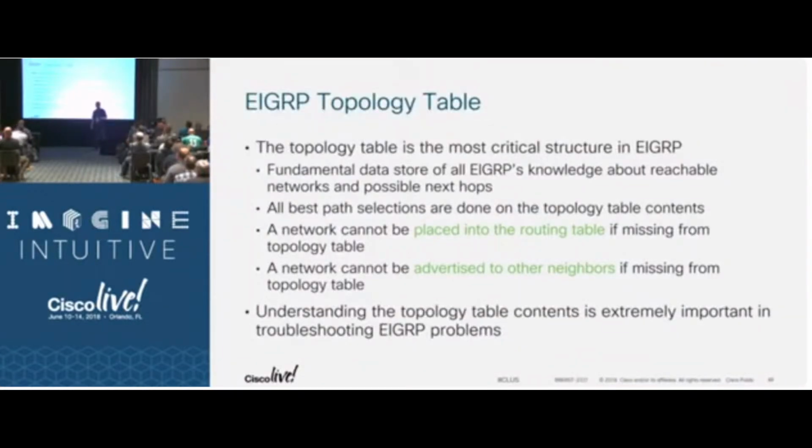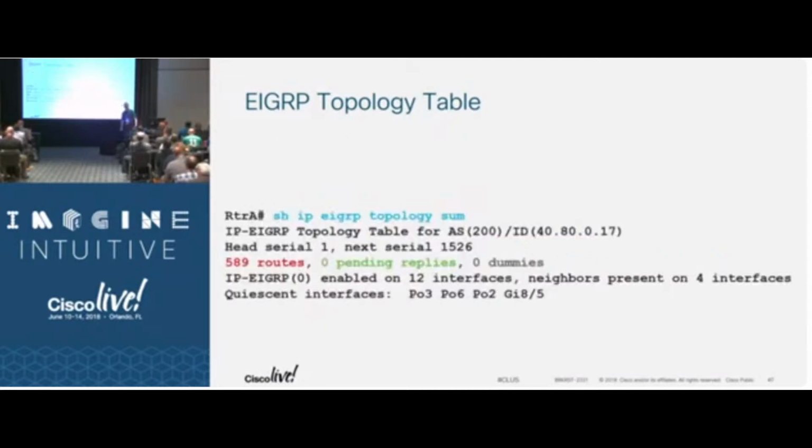Topology table is your best friend in EIGRP. It's the EIGRP's playground. All that's happening in EIGRP, best path selection and dissemination, is going to be there. If a route is not there, you cannot tell it to your neighbor, you cannot install it into the routing table. So this is definitely a very good thing to look at.